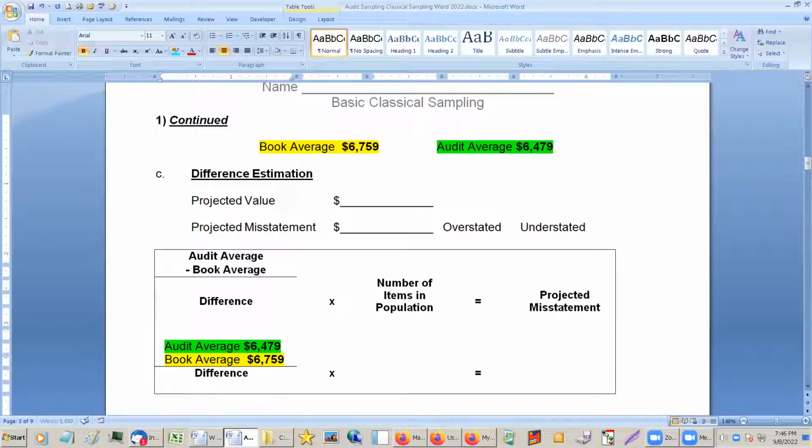$80. If you're subtracting those, it'd be a negative 280. In other words, what we're saying is that every item is overstated by $280. Right, the audit is more than the book. So everything, the difference is 280. So we're going to say everything in the whole sample, all 30 items, are overstated by 280. That's 8,400.